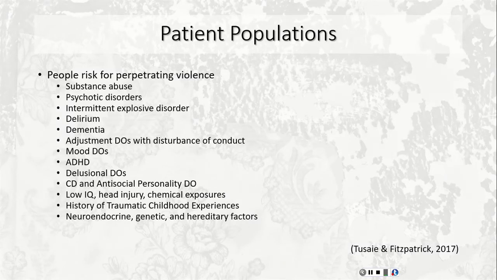Those who are at risk for perpetrating violence: if there's substance abuse, psychotic disorders, someone who has intermittent explosive disorder, delirium, dementia, adjustment disorders with disturbance of conduct, mood disorders, delusional disorders, ADHD, conduct disorders and antisocial personality disorder, low IQ, history of a head injury or chemical exposures, history of traumatic childhood experiences, and biological problems such as neuroendocrine issues, genetic history, and hereditary factors can cause people to perpetrate violence.